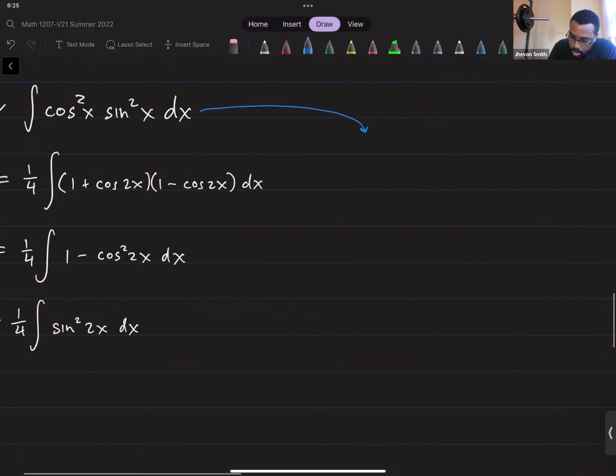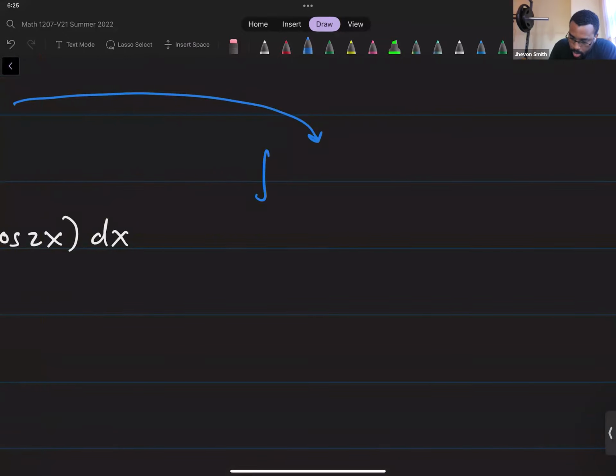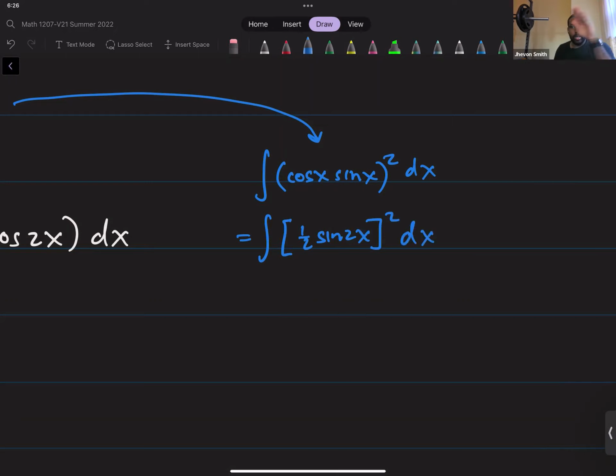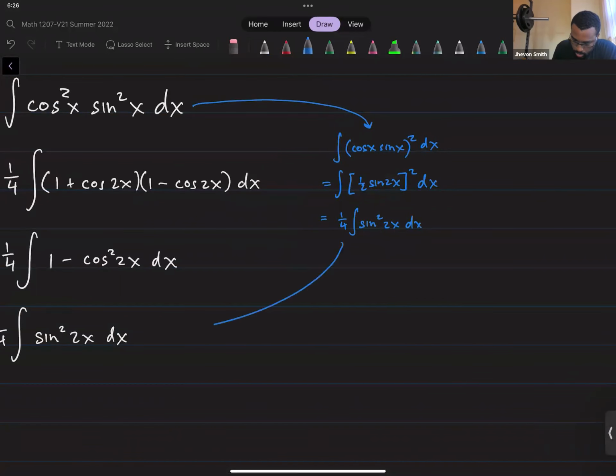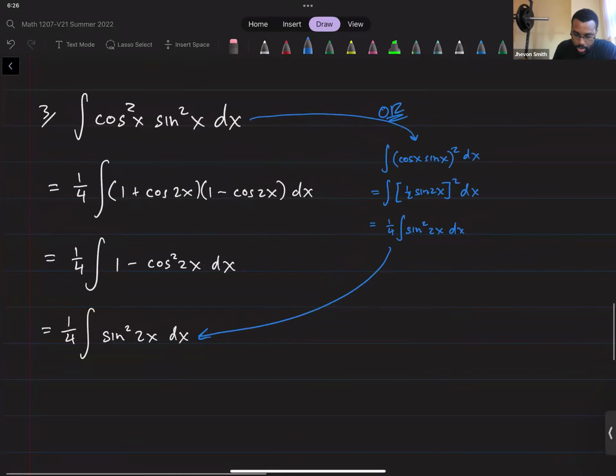By the way, there's another option here. You could also have said that, well, this is just cosine x sine x all squared. And notice that cosine x sine x, there's actually another double angle formula there. That's actually just 1/2 sine 2x. Remember, sine 2x is equal to 2 cosine x sine x. And then you can square that. You square the 1/2, you get a quarter. And then you square that, you can get here as well. So that was another option. If you saw that, that would be fine. But eventually we'll get here.